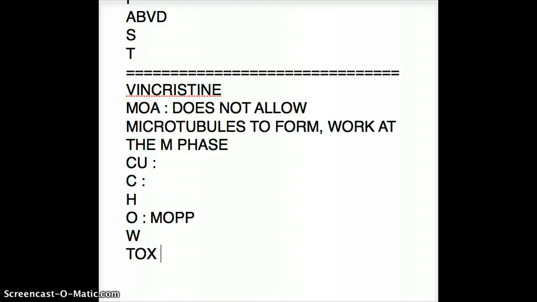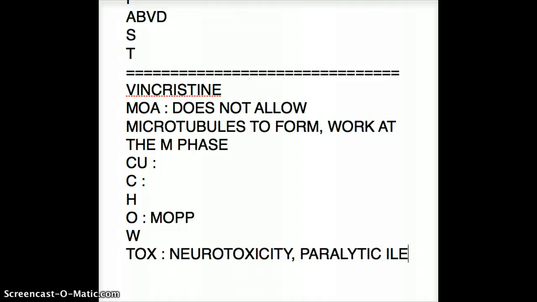And the toxicity of Vincristine. The toxicity of Vinblastine is to blast the bone marrow. The toxicity of Vincristine is neurotoxicity and paralytic ileus. Neurotoxicity would include peripheral neuritis and areflexia. So they're going to have neurotoxicity followed by paralytic ileus. Okay, so that's about it.